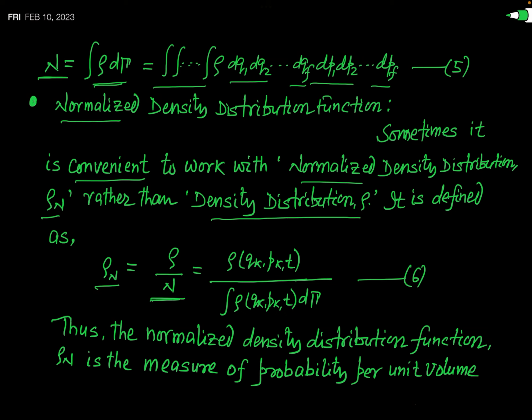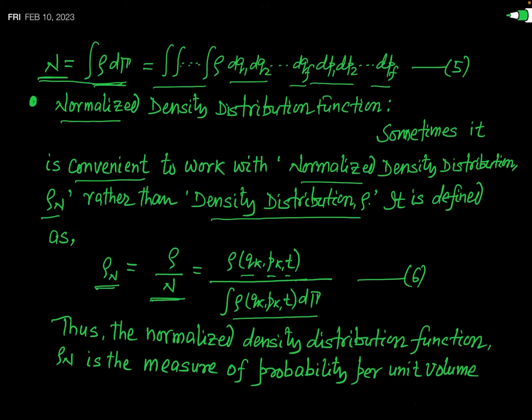This is rho divided by N, and this rho, as you know, is a function of qk, pk, and t, and this total number N, you have seen, is simply equal to the integral of rho d gamma, where the integral is over all phase space. So instead of N, I have written here the integral of rho of qk, pk, t d gamma. Okay. Now from this definition you can see what the physical meaning of this normalized density distribution function is.